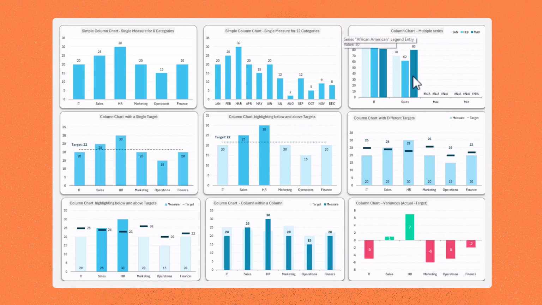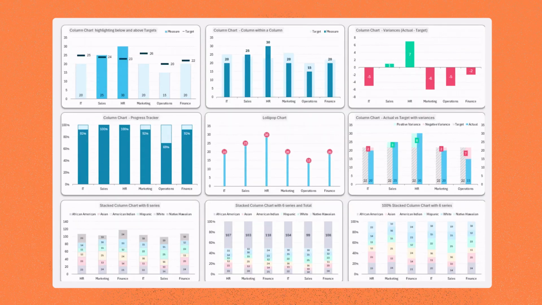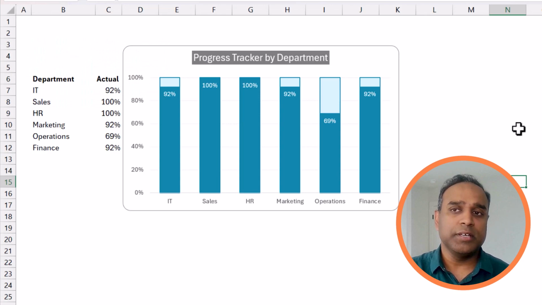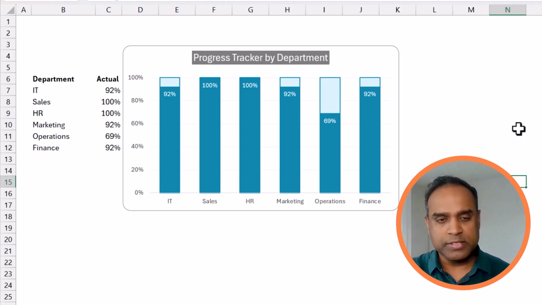In the recent videos, we've been doing a lot of different variations of column charts, and I'm going to continue in this video. Specifically, we'll be building a very simple progress tracker using a column chart in Microsoft Excel. This is applicable where you're tracking progress or actual versus a goal or a target across different categories.